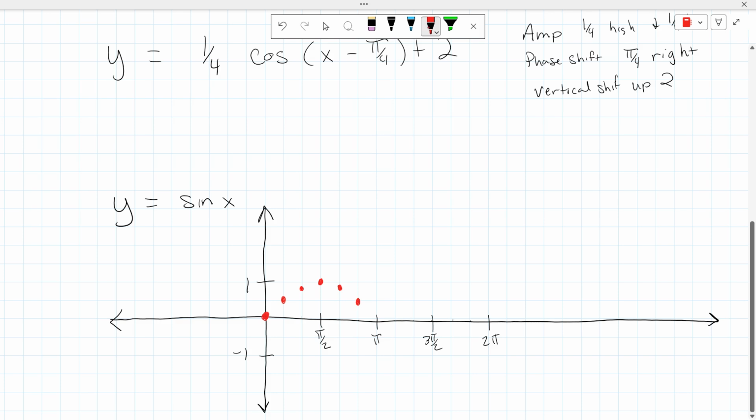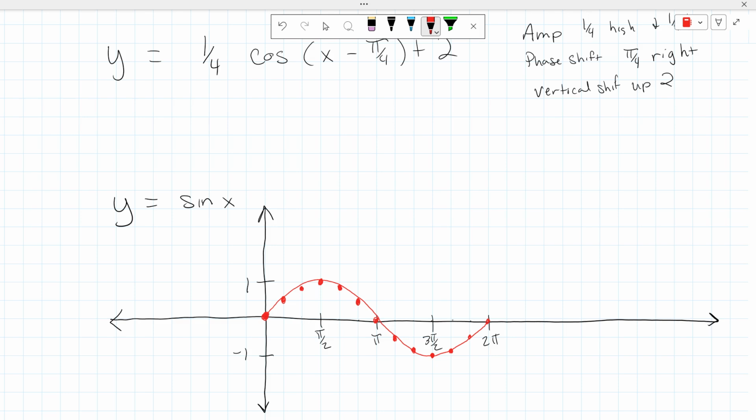What's the sine at pi? 0. What's the sine at 7 pi over 6? Then we get to 8 pi over 6, so 4 pi over 3. Negative square root of 3 over 2. What's the sine of 3 pi over 2? Negative 1. And then we get negative 0.707, negative 1/2, 0. So it makes a curve like this. That's y equals sine of x.